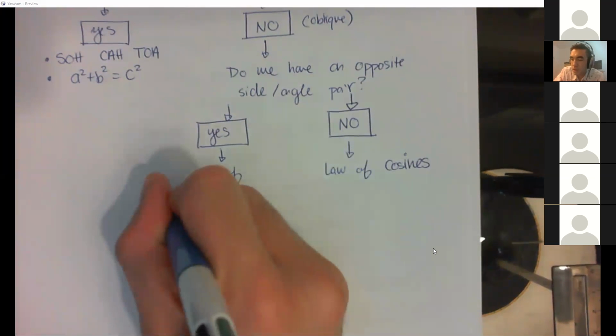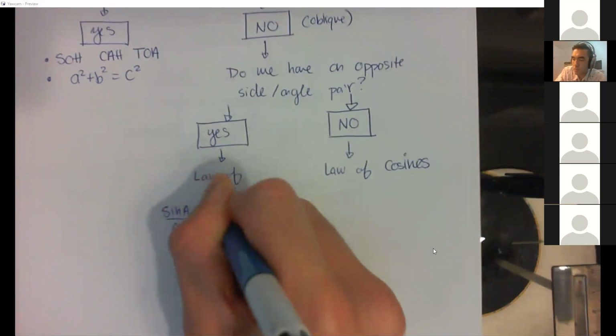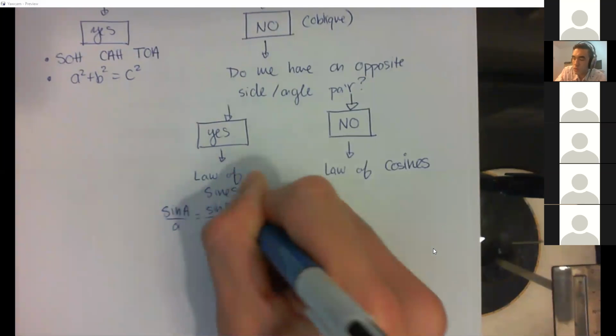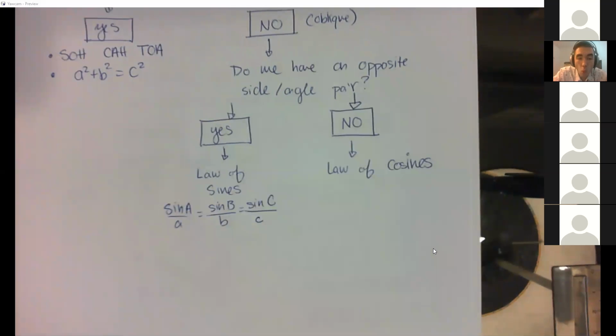Nice and easy. The law of sines is sine of A over A equals sine of B over B equals sine of C over lowercase c. You set up one proportionality and you can cross multiply to solve for any of the missing terms. You plug in 3 numbers and you solve for the 4th one.